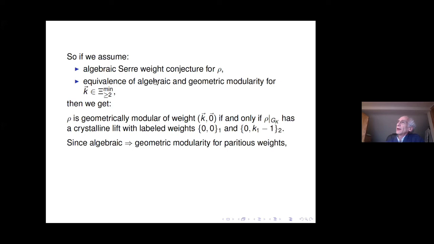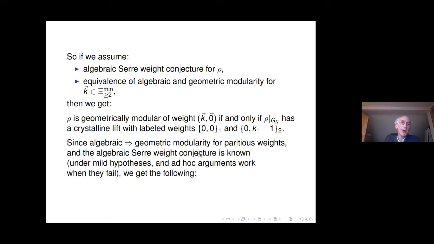So we had geometric modularity of partial weight one being equivalent to geometric modularity of these two algebraic weights, and existence of crystalline lifts being equivalent to crystalline liftability for these two algebraic weights. Then, by the results on, and they're even Serre weights, so the weights are small, we know the equivalence between crystalline liftability and algebraic modularity. So if we also assume the equivalence between algebraic and geometric modularity, we get this equivalence. But one direction is easy for Parisius weights, and we know the algebraic Serre weight conjecture, at least under some mild hypotheses, and you can use ad hoc arguments to treat the cases when they fail.